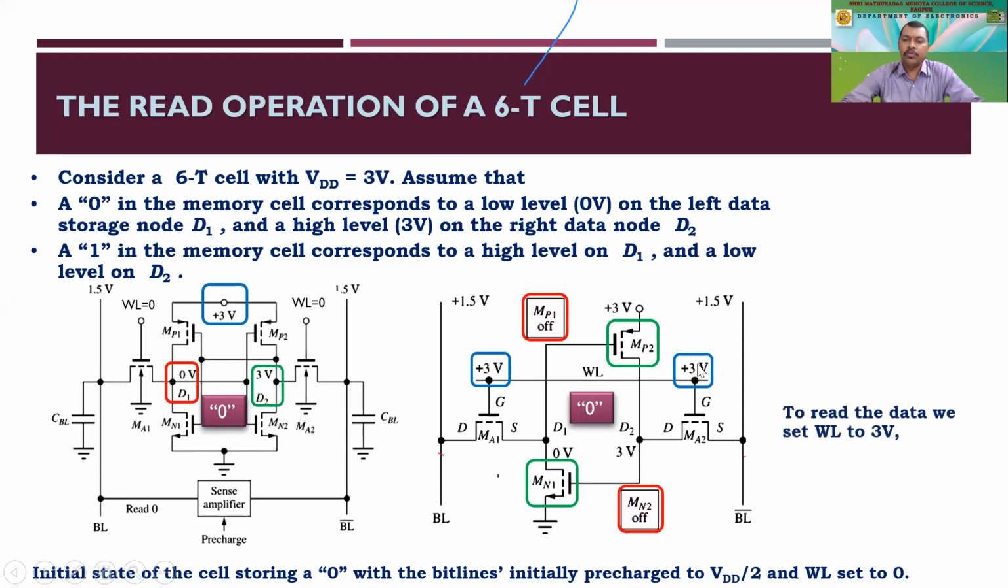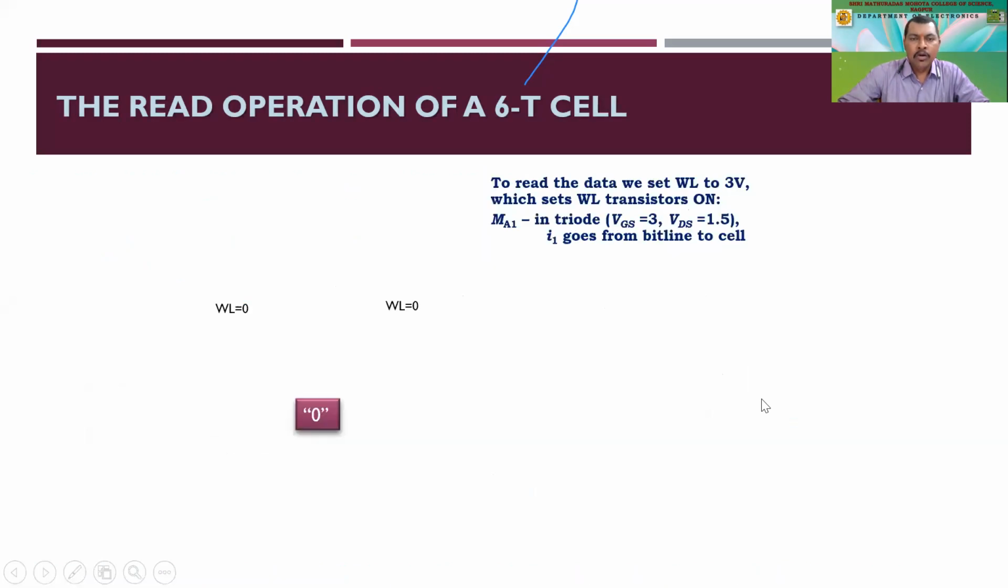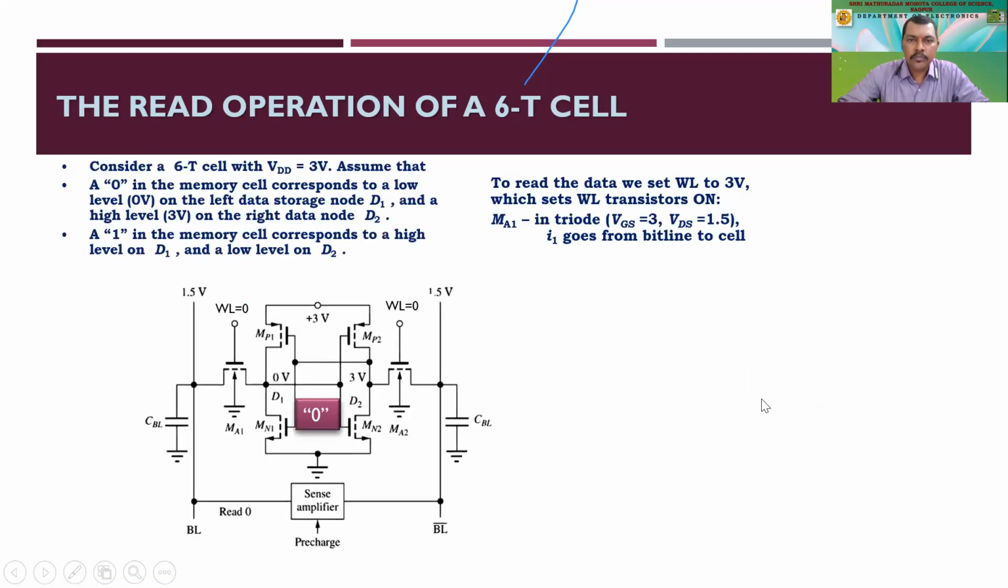So if you put word line equal to 3 volts, then the data is being taken on the bit line and bit line bar. So automatically 0 is there on bit line and this 1 is taken on the bit line bar. Okay, so yeah.